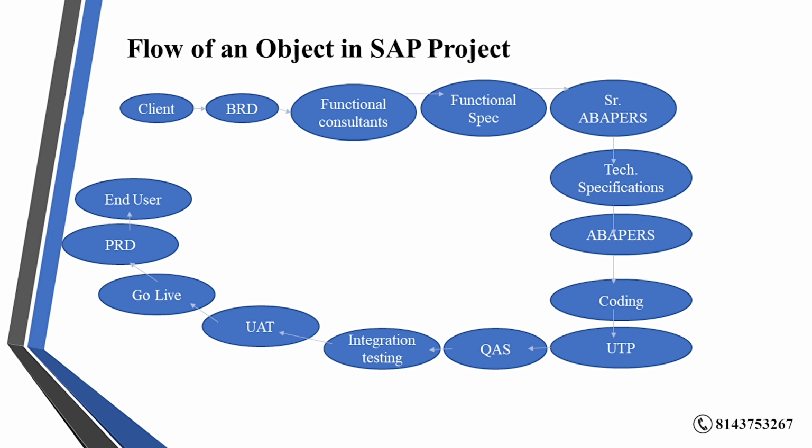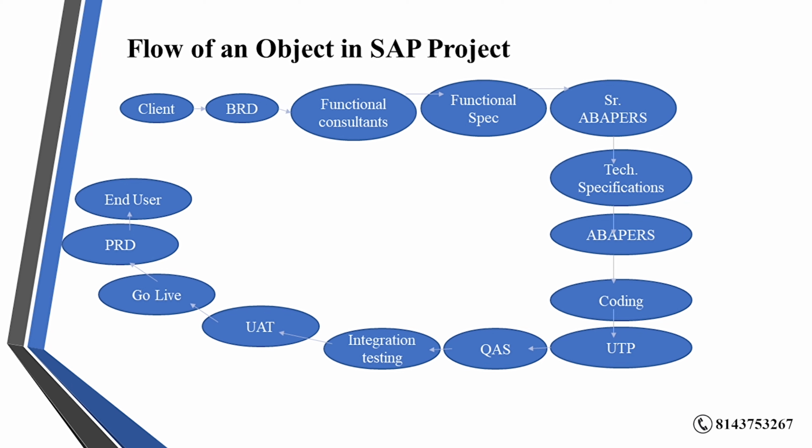So yesterday we have seen who the different functional consultants are, and what is ABAP, what is SAP, and what is ERP, right? So today we will discuss how the project flow will happen, how SAP looks like, and what are the different functionalities of ABAP. Okay. So first of all, we will see what is the flow of an SAP project.